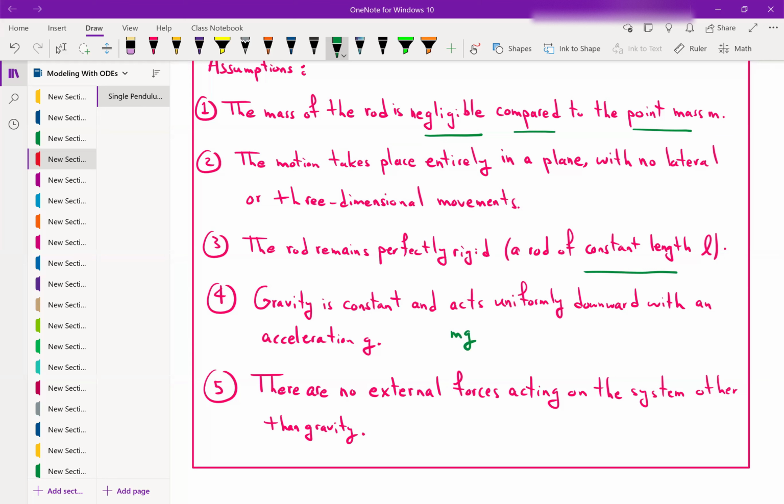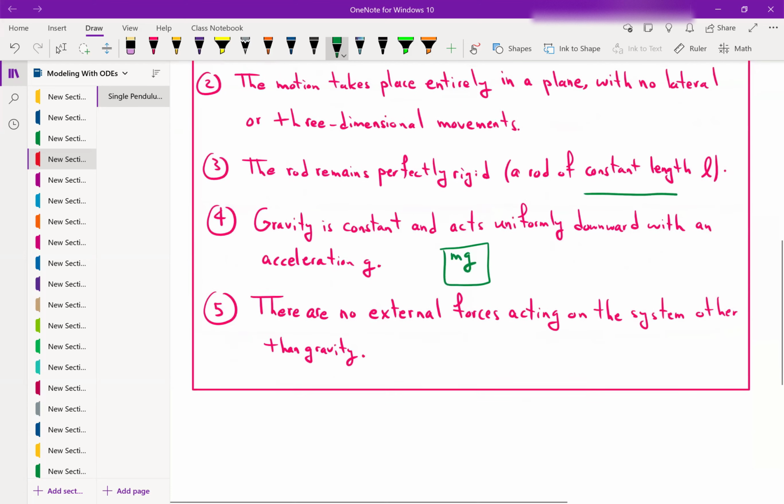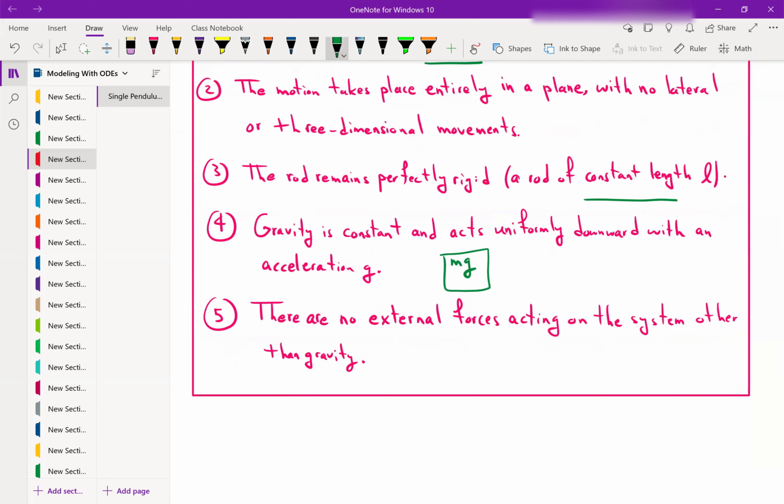We will not consider the variation of the force with the distance from the center of the earth, as it is negligible in this particular problem, as opposed to one of the previous problems that we solved, where we actually considered the variations of the force due to gravity with the distance from the center of the earth. Here the vertical displacement is very small, so those variations will not play a key role. We're going to assume that the force due to gravity is constant. It is equal to mg. It acts downward. Okay. And there are no external forces acting on the system.